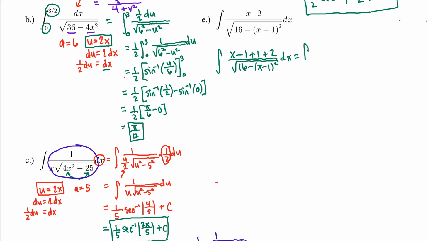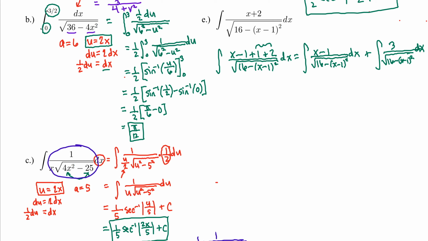We're going to rewrite this as the integral of x minus 1 over the square root of 16 minus x minus 1 squared dx plus, and I'm going to zap those 2 numbers together to get 3 over the square root of 16 minus quantity x minus 1 squared dx. Okay, then I can handle these two integrals differently.